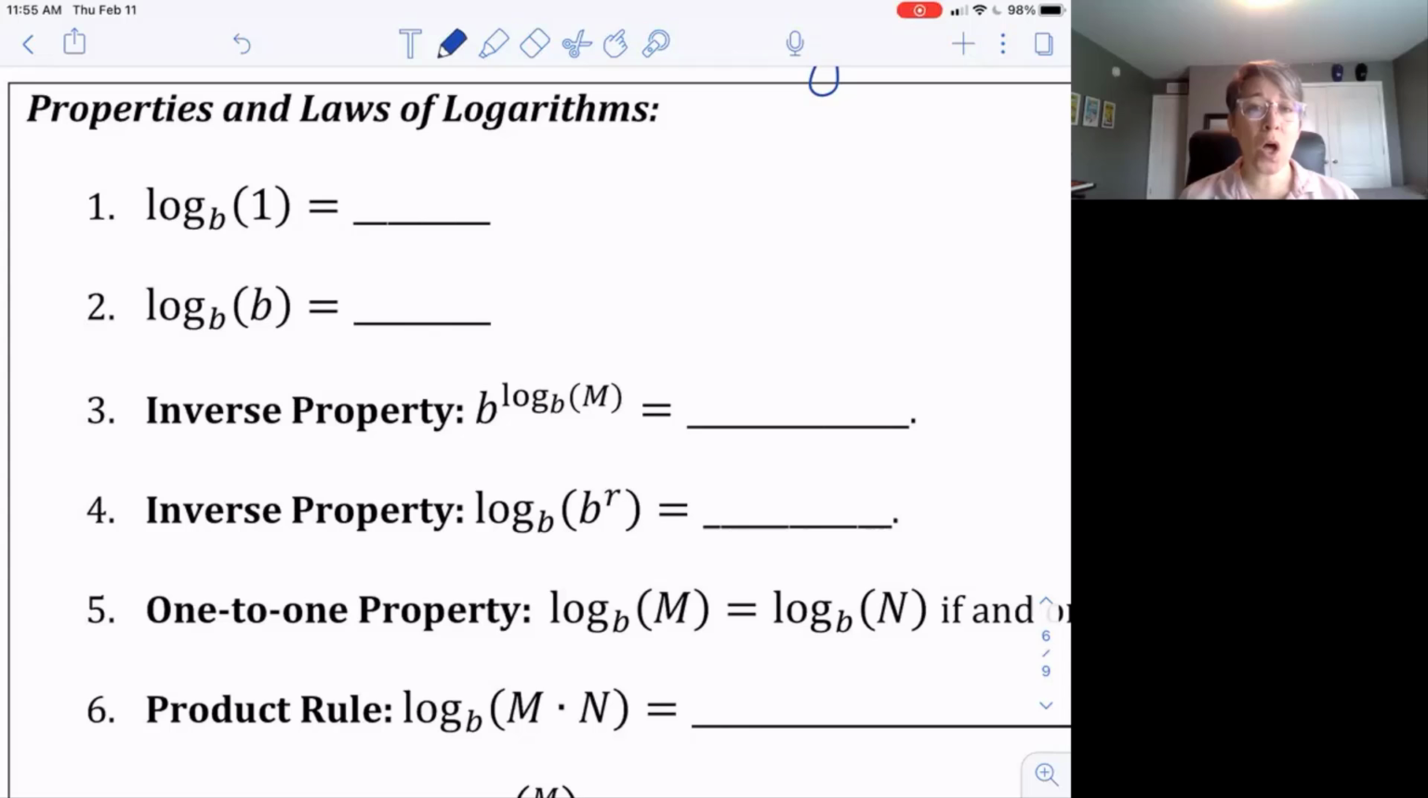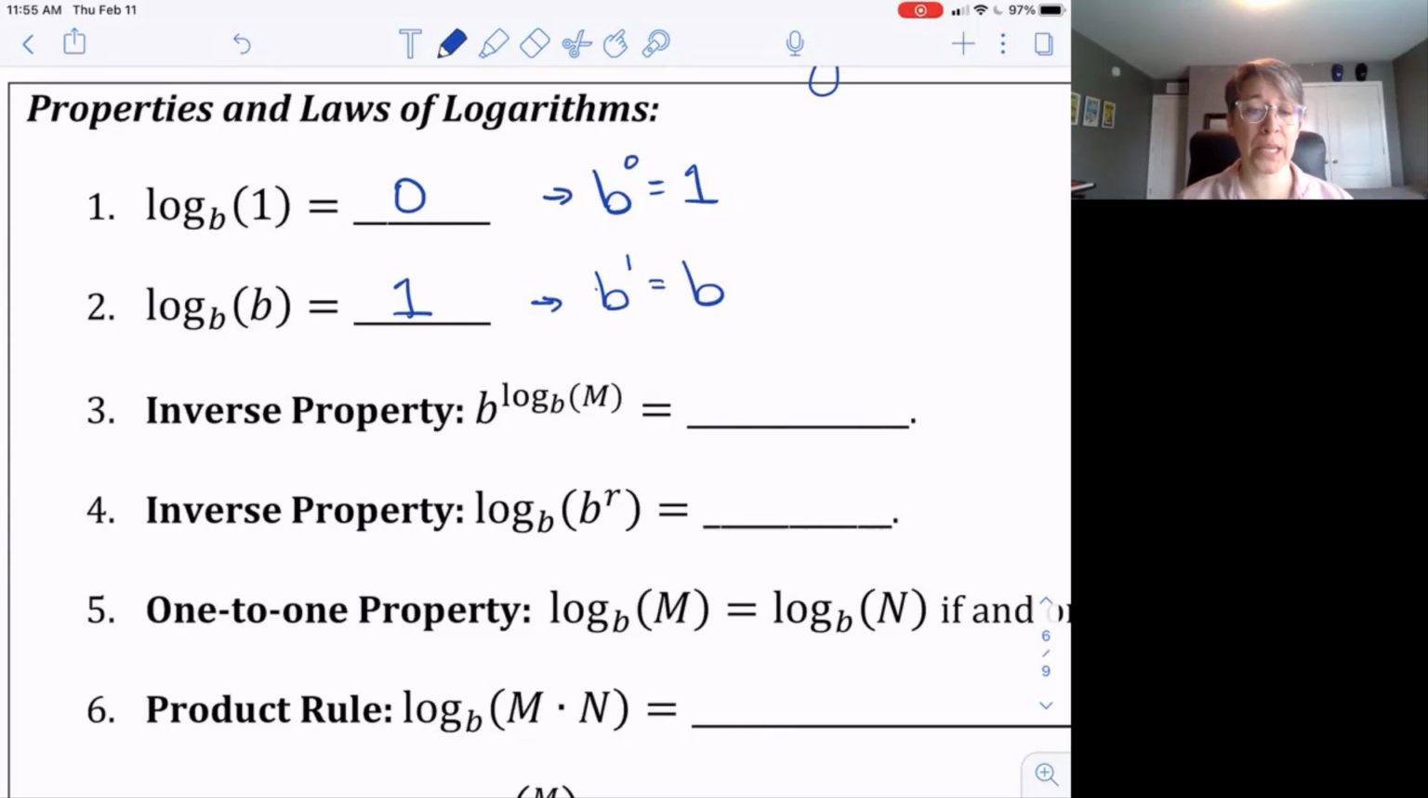Number one here, log of any arbitrary base b of an argument of 1 will always be 0. That's because anything to the 0 power is 1. If the base and the argument are the same, that will equal 1. That is because any number to the power of 1 is itself.